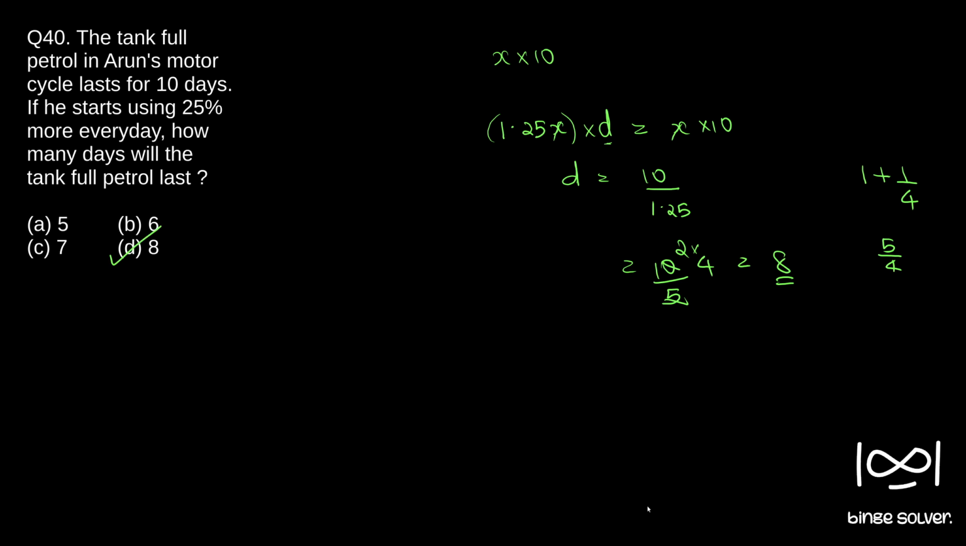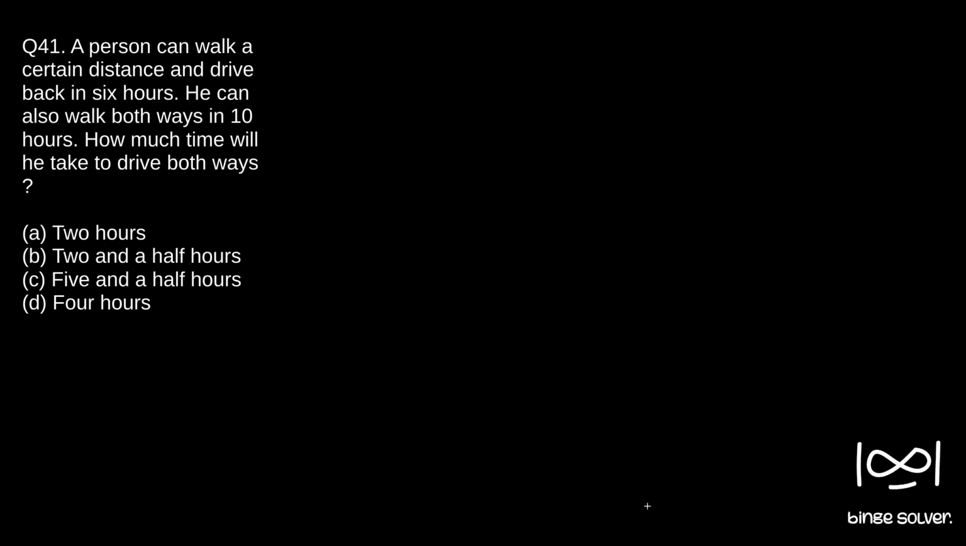Moving on to the next question, the last question in this test. Question 41. A person can walk a certain distance and drive back in 6 hours. He can also walk both ways in 10 hours. How much time will he take to drive both ways? Let's say the person takes W time to walk that distance one way, and D time if he drives.